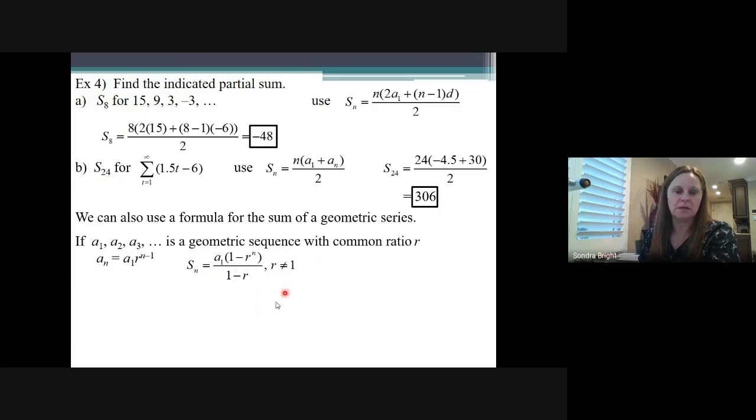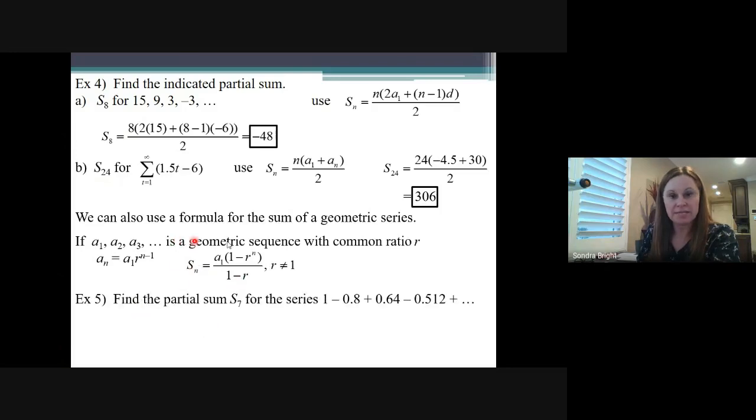Other than that, you can find it. All right, so memorize this guy also. You're going to find the 7th partial sum for this series. On this one, you don't need to know the 7th term for geometric. All you have to know is the first term and the common ratio. You're golden. Your 7 is your n. First term is 1. Let's figure out what the common ratio is.